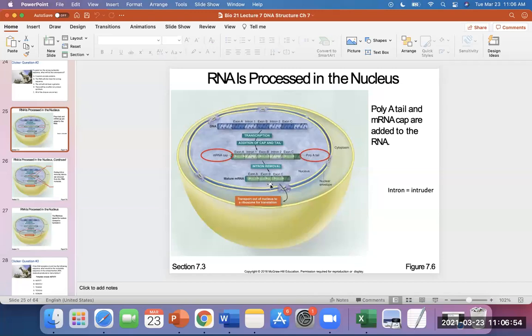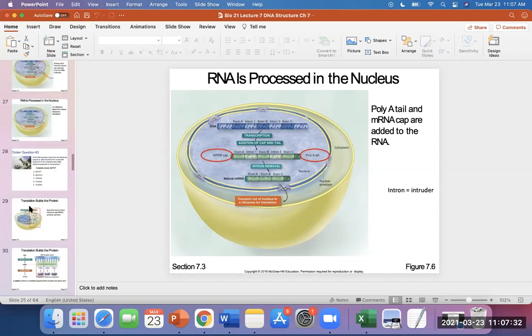If you compare this mature mRNA with this DNA, lengthwise, what is different between DNA and this mature mRNA? Yes. So Kawa said the DNA strand is longer. Again, that's because it still has the introns. So I can ask you to compare this with this, or this with this. Make sure you know the differences between these.